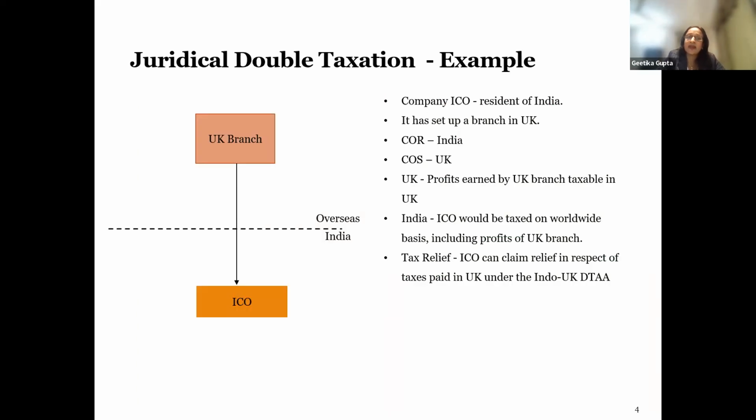Let me explain this by way of an, I think there is a raised hand. Ma'am, can we take queries later on so that we can discuss? Sure, sure. Yeah, sure, sir. Avneet, we will take up the query later on. Yes, sure.